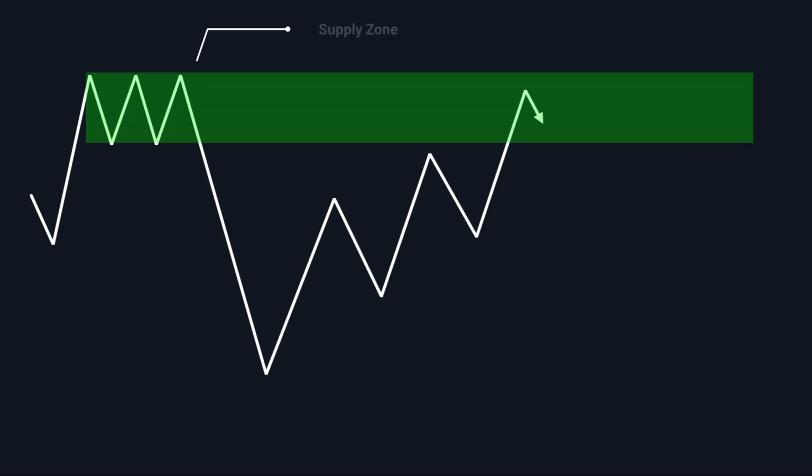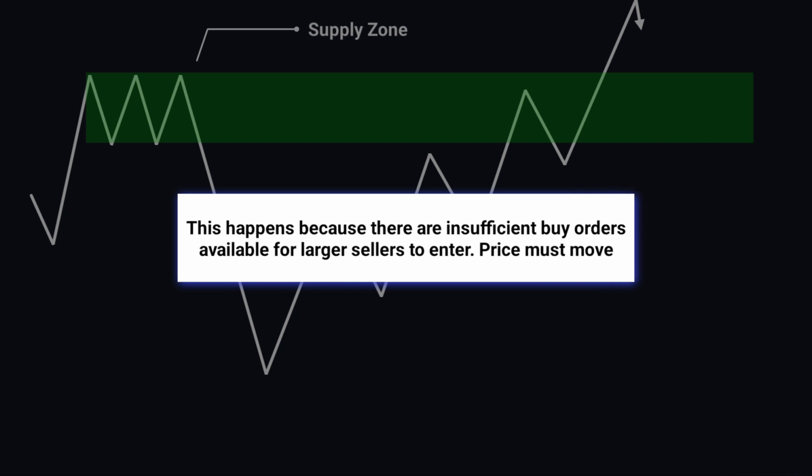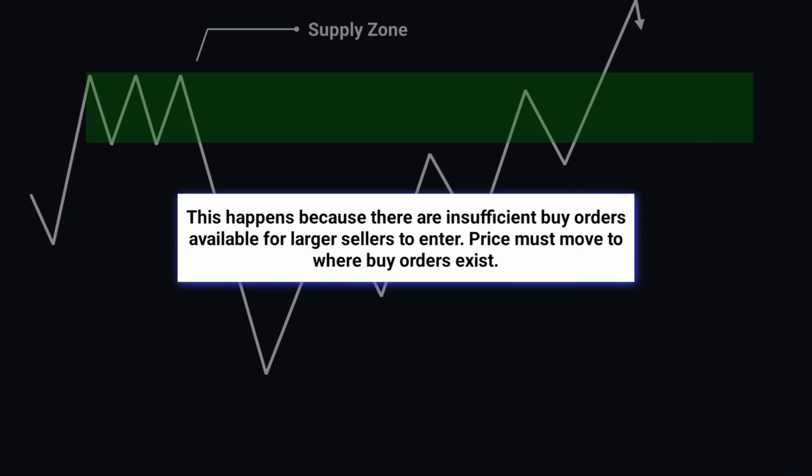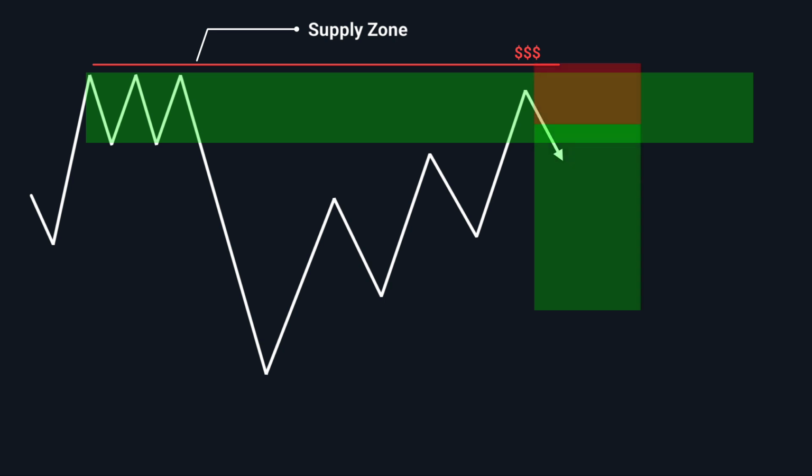When price approaches a supply area without first taking liquidity, it often continues higher. This happens because there are insufficient buy orders available for larger sellers to enter. Price must move to where buy orders exist before downward movement can occur. This explains why first touch entries fail frequently. The required liquidity has not yet been collected. Entering early places the trader directly in the path of the liquidity grab. The stop becomes fuel for the move, not protection from it.